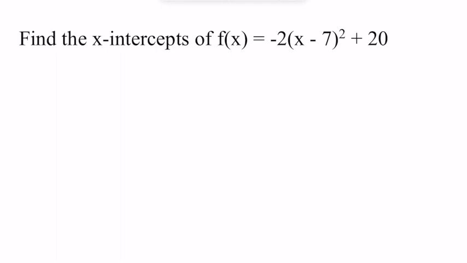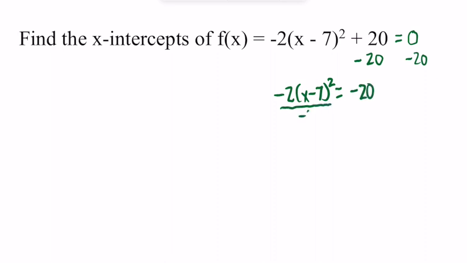Suppose we want to find the x-intercepts of the function f of x equals -2 times (x minus 7) squared plus 20. To find the x-intercepts of a function, we'll set the function equal to 0 and solve for x. Here, we need to get the thing that's being squared by itself, so we first subtract 20 from both sides, which leaves us with -2 times (x minus 7) squared equals -20.